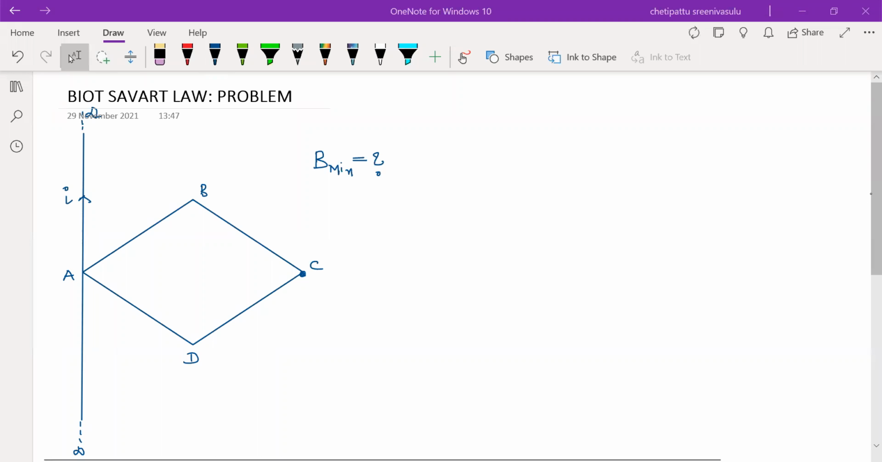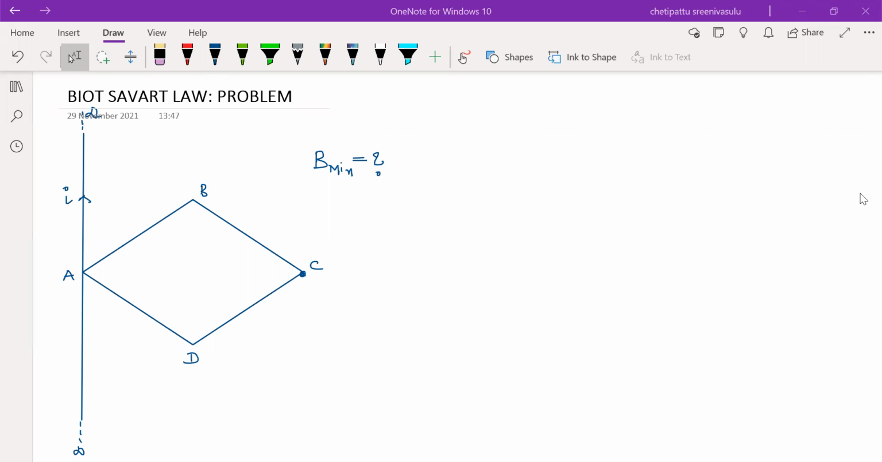Look at this problem. This is one of the Biot-Savart law application problems. What he is asking: through a conductor, current is passing here, an infinite conductor, and ABCD is a square. It is perpendicular to this plane, perpendicular to this board. Okay.